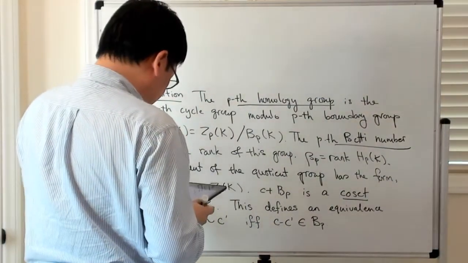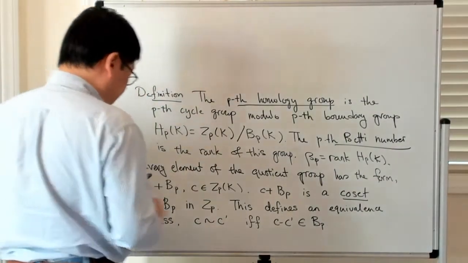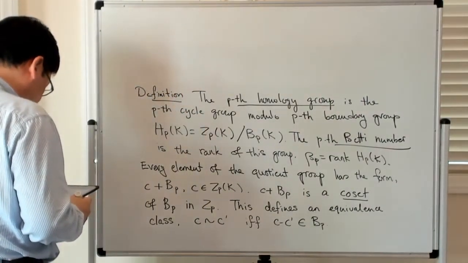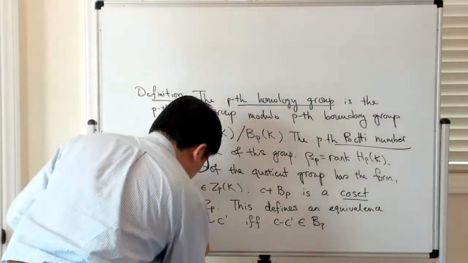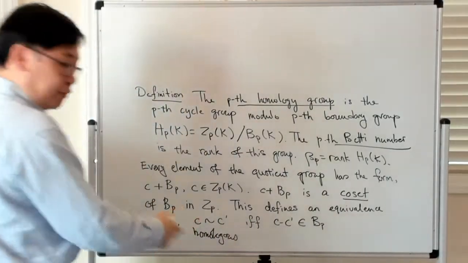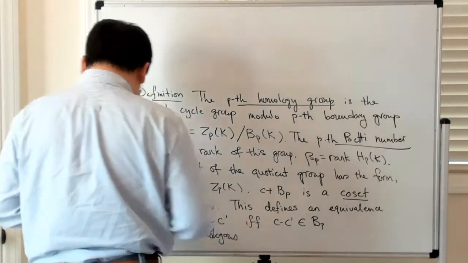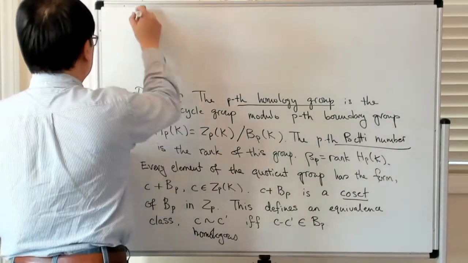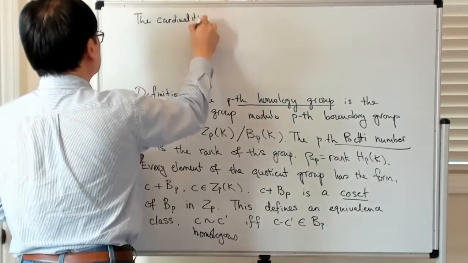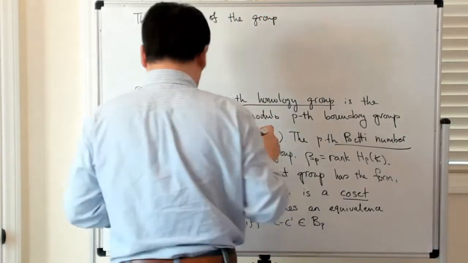So there are some other things we can say about this. I should also say that C being equivalent to C prime is also referred to as homologous, as in coming from homology. They're equivalent in the sense of homology, so they're homologous. Okay, so the cardinality of the group is called the order.